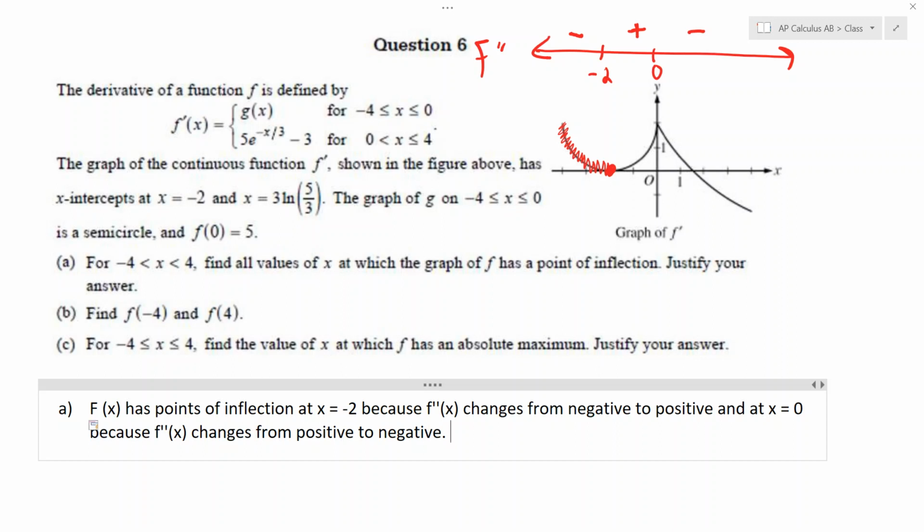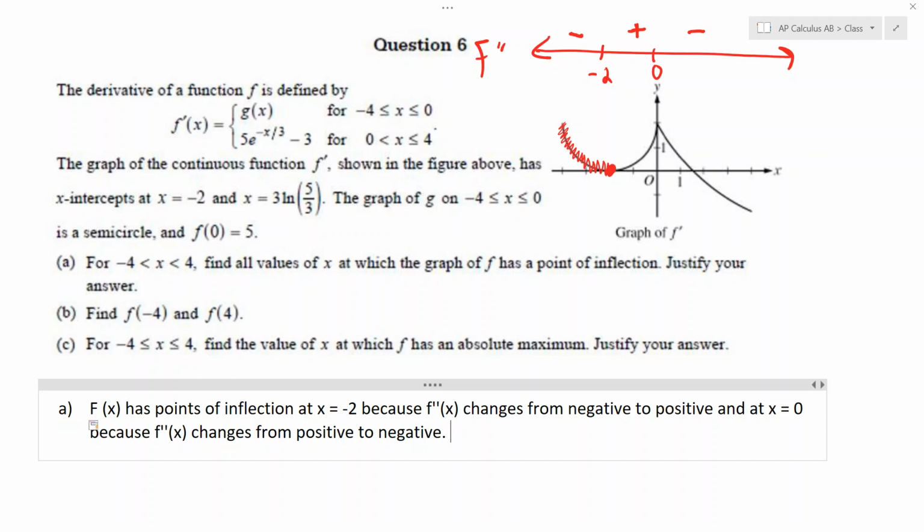So hold on. F is differentiable at 0. But f double prime is not. F prime is not differentiable at 0, which means f double prime doesn't exist at 0. But that doesn't matter. Yes. Okay? Does everyone understand that? It doesn't matter if the second derivative is undefined. The original f has to be defined, and it is, because the derivative exists. If the derivative exists, f has to be defined and continuous. Okay? Okay. B says find f at -4.